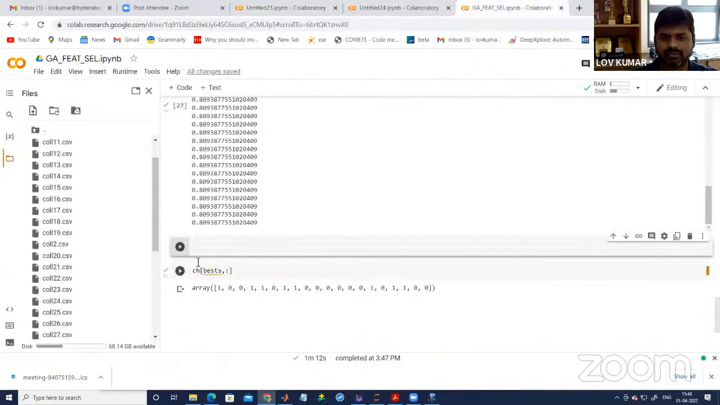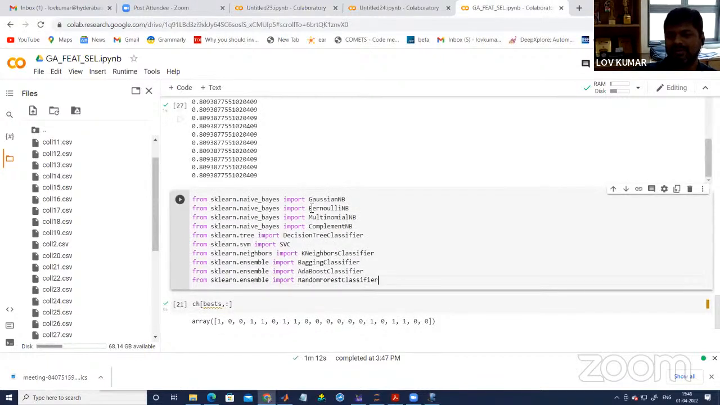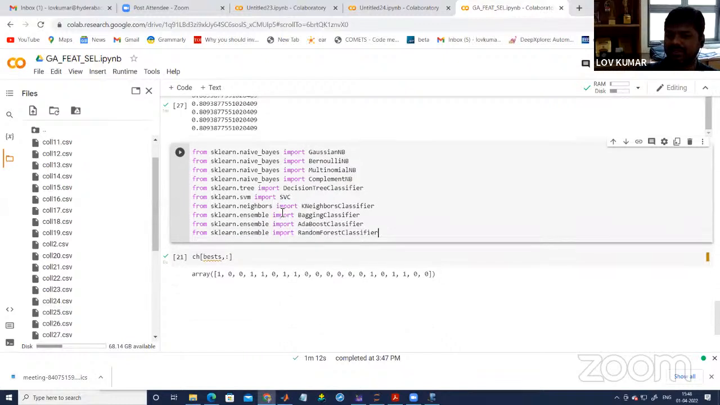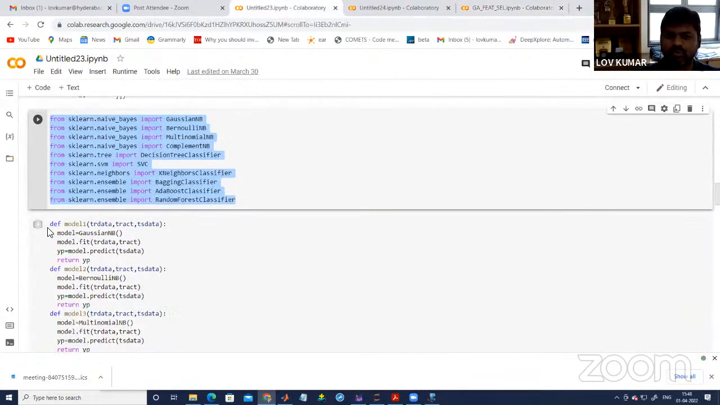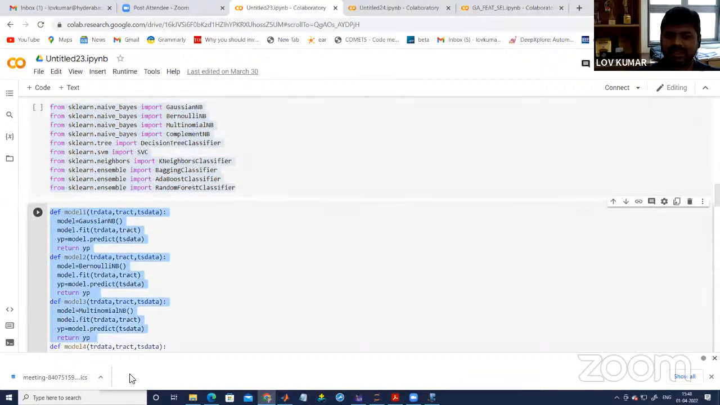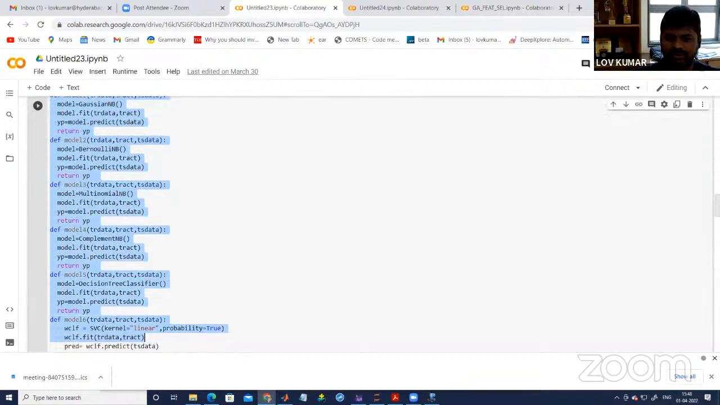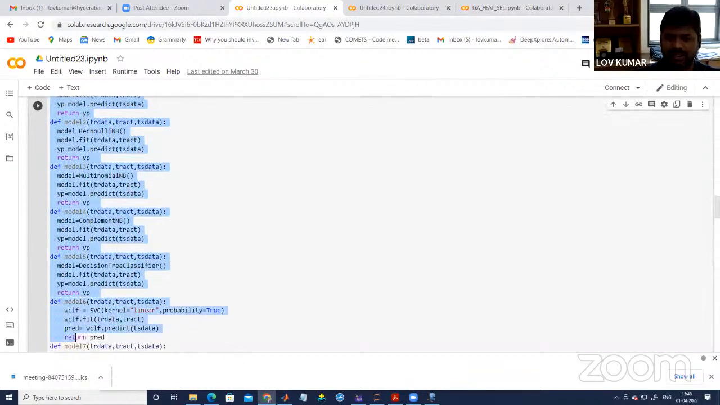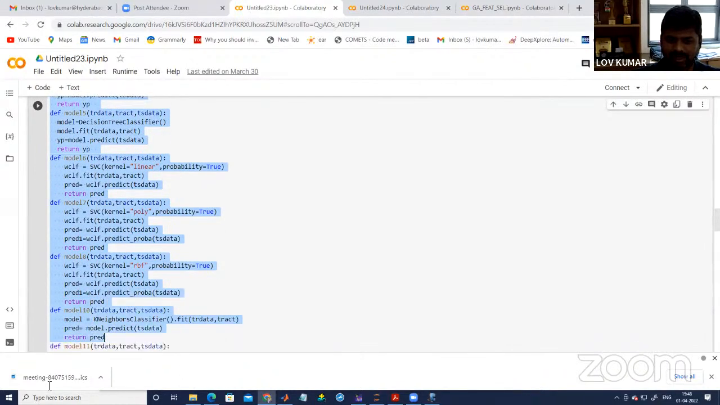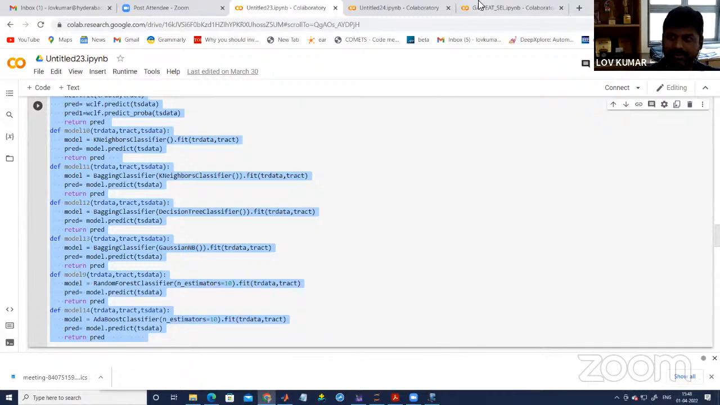Same as before, we are using different types of classifiers: Gaussian naive Bayes, decision tree, support vector classifier, k-nearest neighbor classifier, bagging classifier, AdaBoost, and random forest classifier. After that, we are writing the same code that we have written previously. We are not going to change anything. We are only changing the technique name, and if you check, we are writing the same code here also.